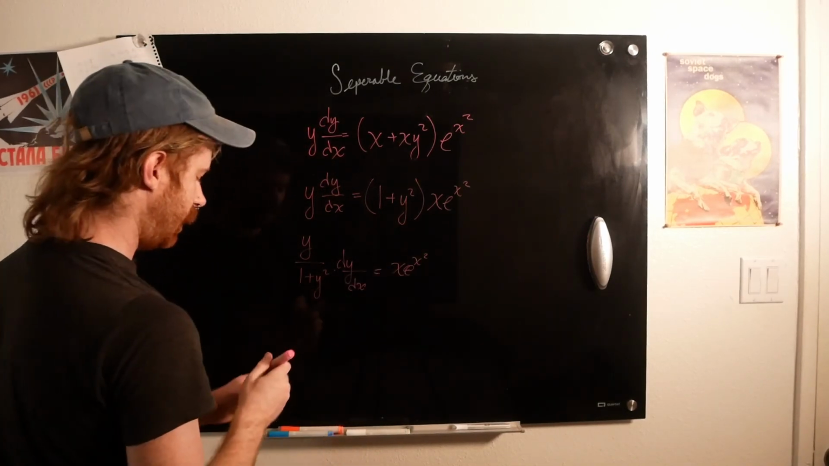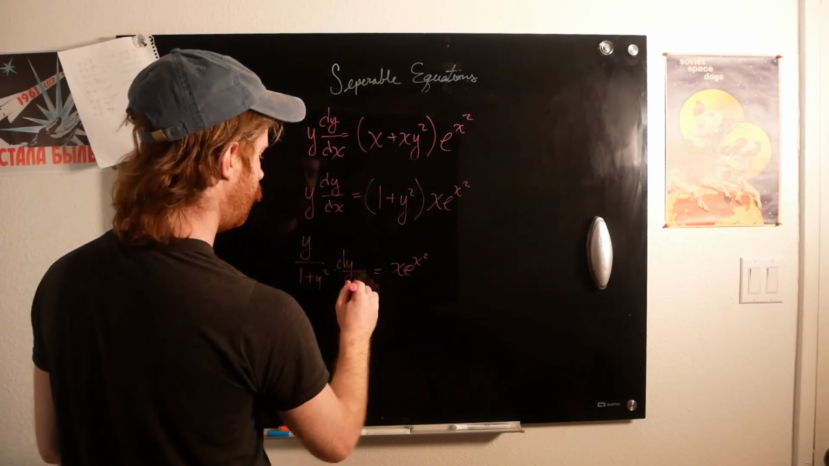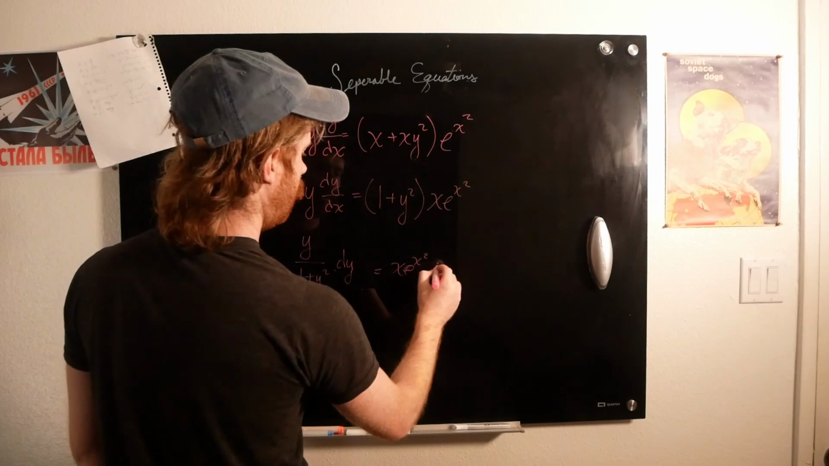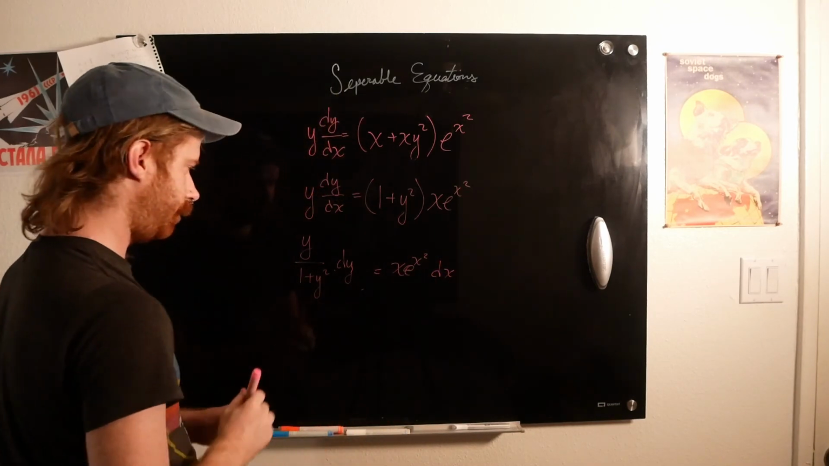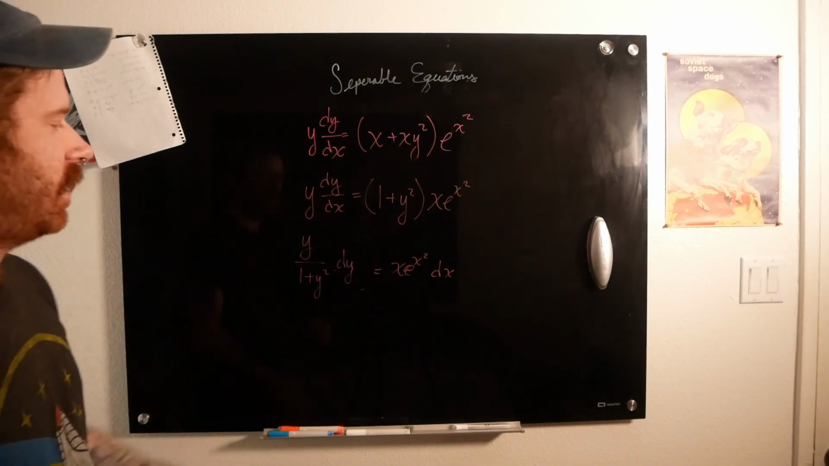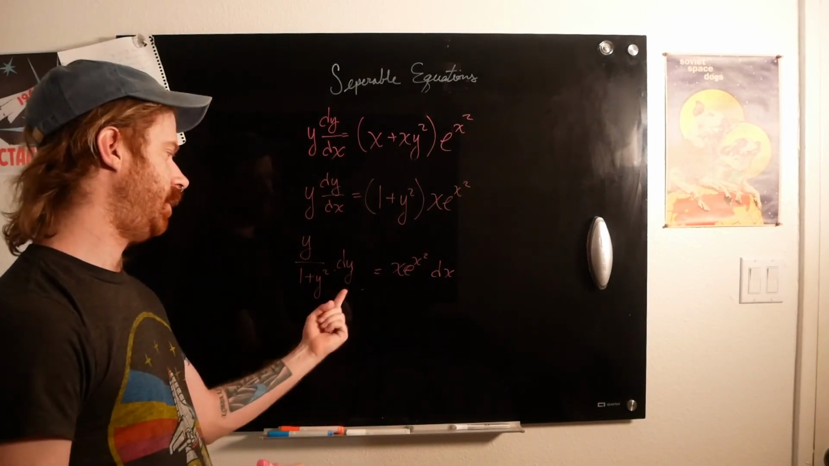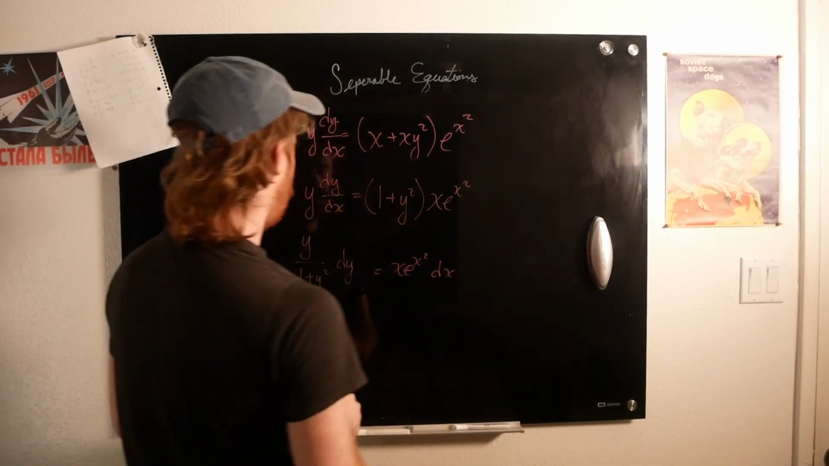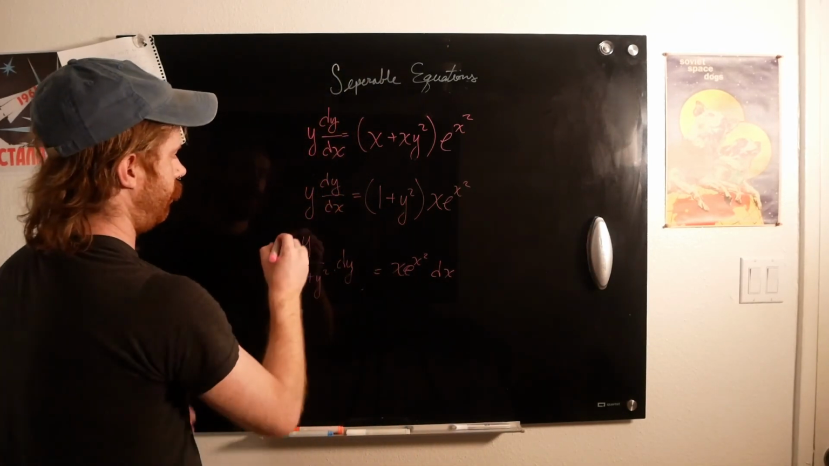Now let's multiply by dx on both sides. So the dx on the left side will cancel and go over here. So now we have everything in terms of y on the left side, everything in terms of x on the right side, because dy is on the left side, dx is on the right side. So now let's go ahead and integrate.